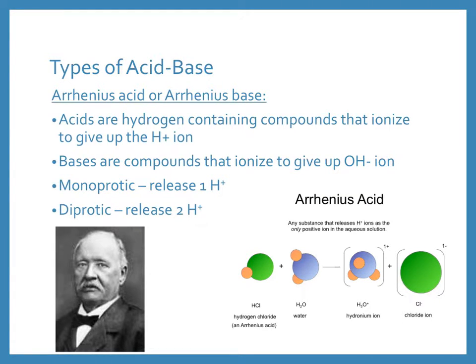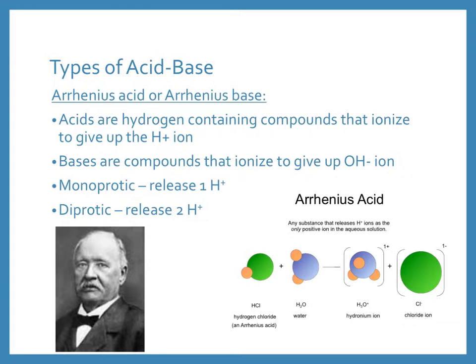There are three types of acids and bases. The first one we're going to look at is the Arrhenius acid and Arrhenius base, and these are the most common ones that we think of when we're thinking of acids and bases. An Arrhenius acid is a hydrogen-containing compound that ionizes to give the H plus ion. An Arrhenius base is a type of compound that gives up an OH ion. Monoprotic and diprotic, you can even have triprotic. They just talk about how many hydrogens are being released.